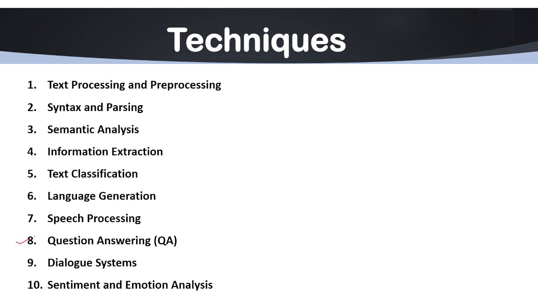The eighth technique we have is question answering. So NLP system can provide answers to user questions by using two techniques. So the first technique for this is retrieval based question answer. That means finding the most relevant passage from a text source. Another technique can be generative question answer. Generating answers based on the understanding of a broader knowledge base or corpus is taken under your generative question answer.